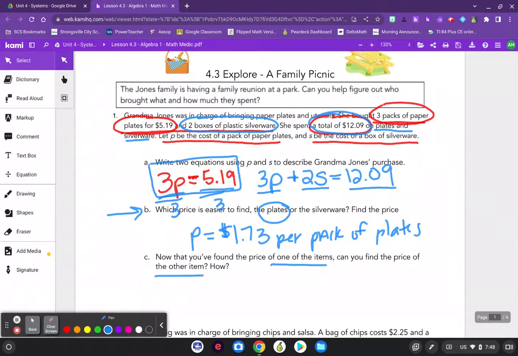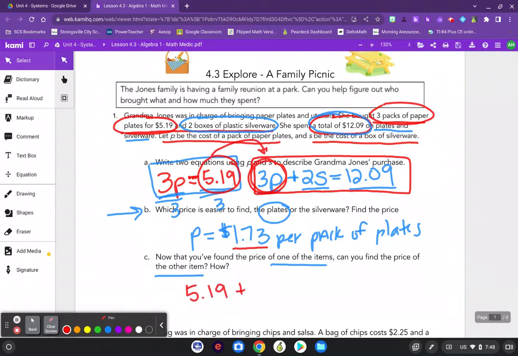I mean, I have this other equation. In this other equation, I have 3P plus 2S equals 12.09. I actually know what 3P is. I could either do 3 times 1.73, which is $5.19, or I could just replace that whole thing, 3P, with $5.19, plus the 2 boxes of silverware equals $12.09.